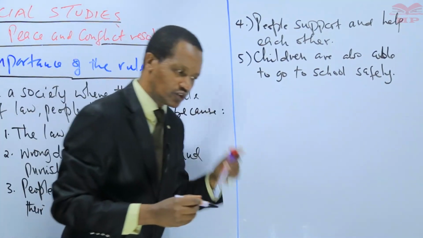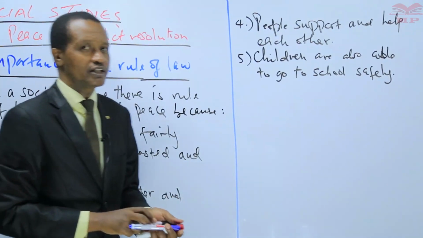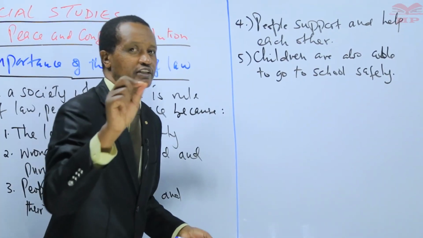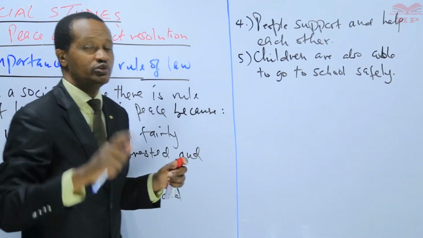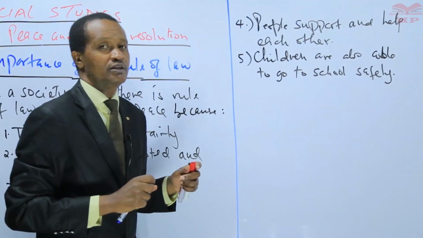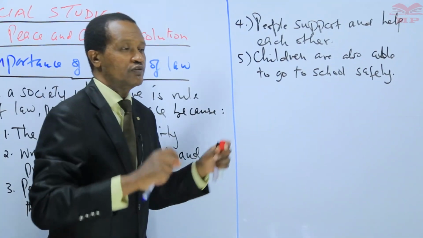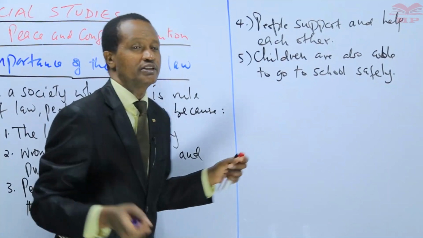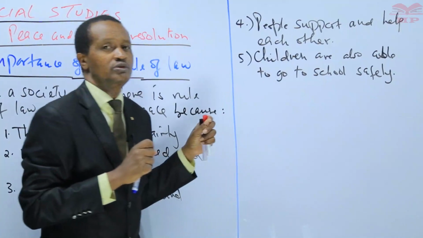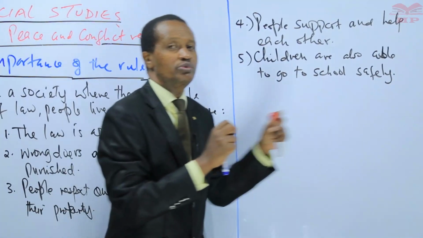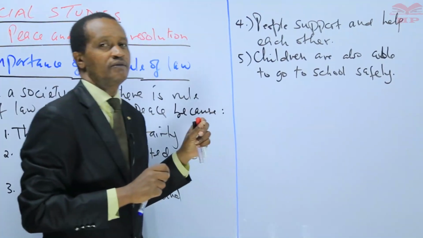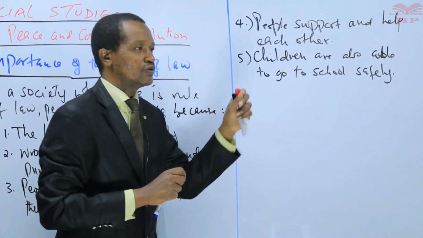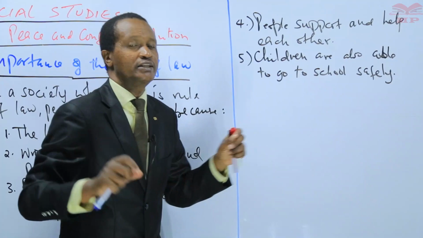But where there is no rule of law, learners will not feel safe to go to school because you don't know what will happen. In a state of lawlessness, anything can happen. Someone can attack you and go away with your books or injure you along the road. Because in a state of lawlessness, people can do anything.